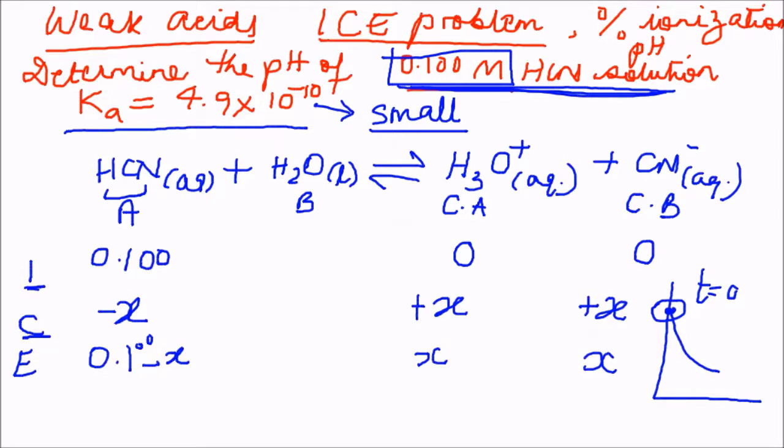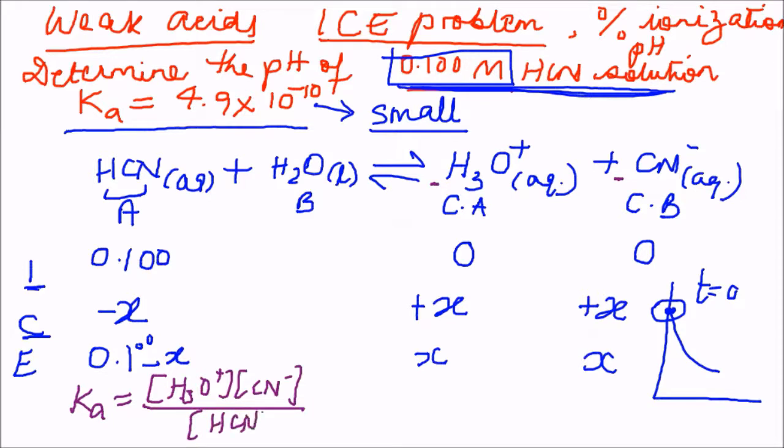Once you have set up your ICE, the next step is to basically plug in all the numbers into the Ka value. So I'm just going to change the color so that we can view that. I don't want to erase things yet. Ka is going to be equal to hydronium ion concentration times cyanide, and the power in this case is going to be 1 because there are no stoichiometric coefficients here. And we divide it by HCN. Again, we drop the H2O because that will not contribute to the equilibrium constant value. It's a liquid.